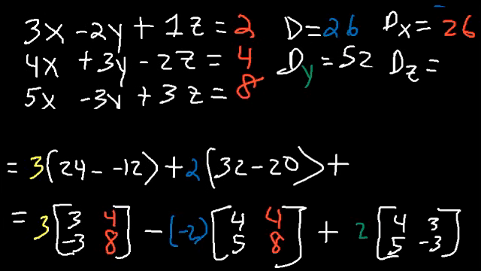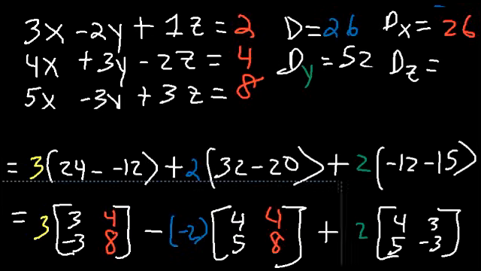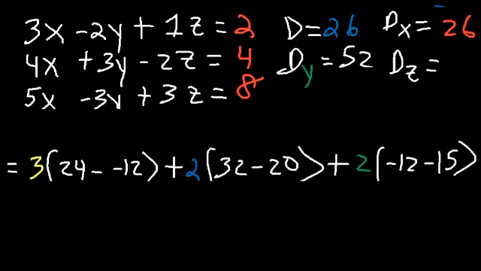This is a very long process. And then plus 2 times 4 times negative 3, which is negative 12, minus 3 times 5, which is 15. Alright, so we're almost done. 24 minus negative 12, that's 24 plus 12, which is 36. And 3 times 36 is 108. If you make one mistake, the entire problem is gone. So you have to be careful with every step.